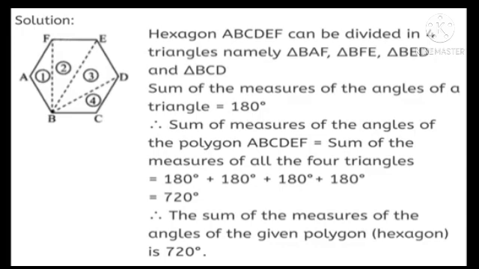So this way, any closed figure, if we can divide it into triangular shapes, then we have to add that many triangles with 180, substituting the value as 180. And when you add, you will get the sum of the angle measures of that polygon.